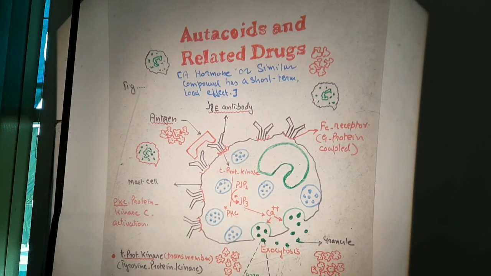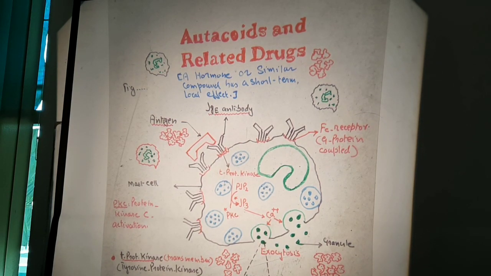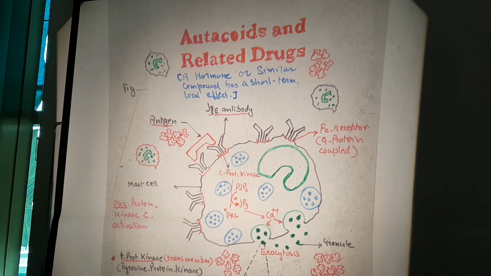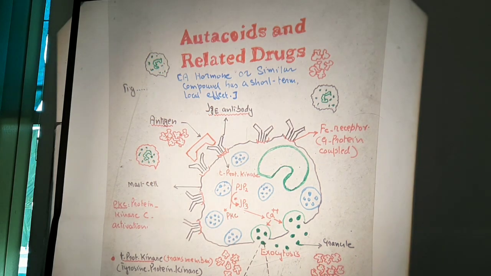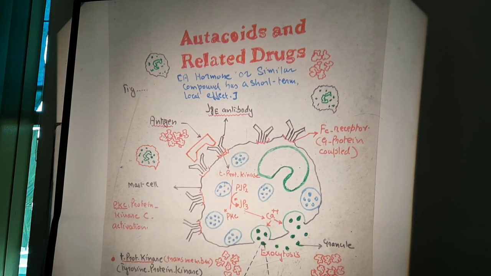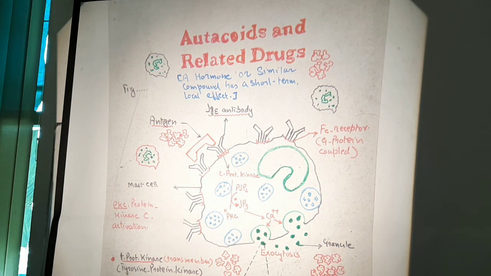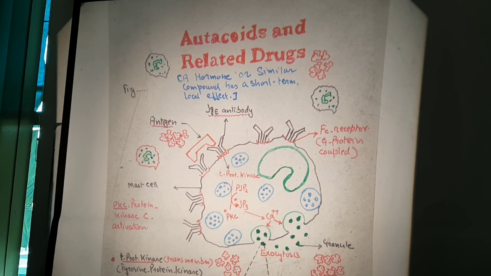First of all, according to this figure, you have to know how the autocoids are synthesized. I have told you that these are the local hormones. This is the figure you can see here. This figure is known as a mast cell, because all these autocoids, particularly the most important one, histamine, are synthesized in the mast cell.